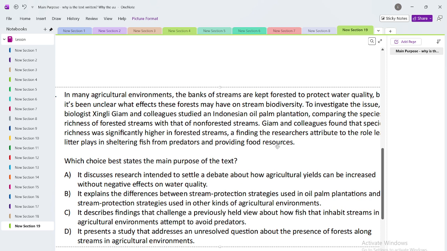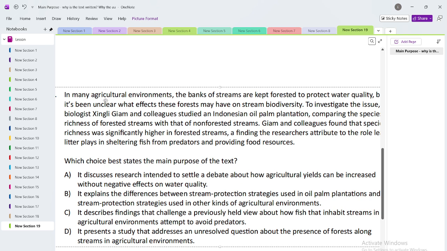The last answer presents a study that addresses an unresolved question about the presence of forests along streams in agricultural environments. Now, this is not really similar to my answer, but my prediction and this answer have kind of the same foundation. It's saying that the text is presenting a study about an unresolved question, and the question is about those forests being along streams and their effects. This is clearly the main purpose of the text, because we are talking about an unresolved question, which is given to us as unclear right now.